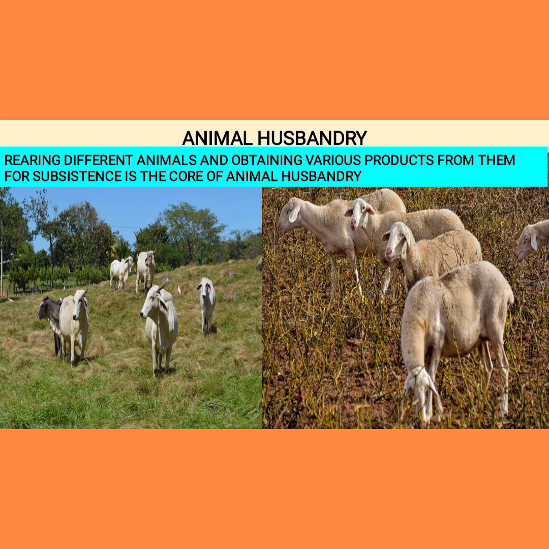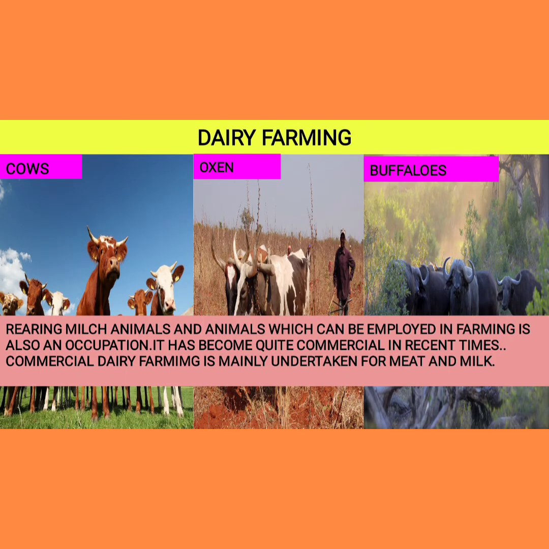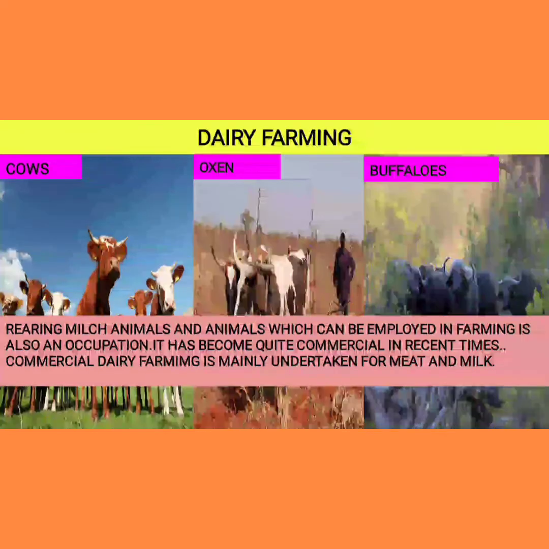So I hope it's understood now what is animal husbandry. Now dairy farming. What is dairy farming? For example, you can see the cows here, oxen and buffaloes. Oxen do not give milk, but cows and buffaloes will give milk. So rearing milch animals means what? The animals which will give milk. So they are known as milch animals. So rearing milch animals and animals which can be employed in farming is also an occupation.